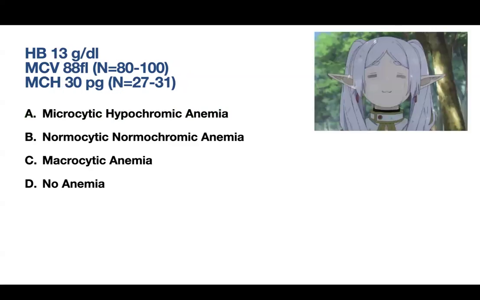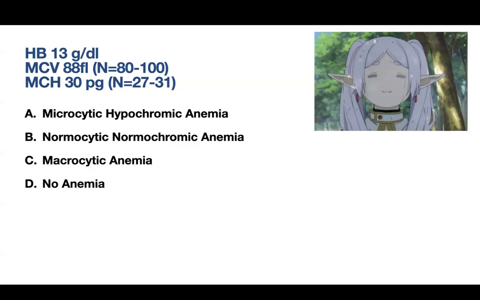Here's another patient. This is a woman this time. She comes in with a hemoglobin of 13 grams, an MCV of 88, and an MCH of 30. Is it A, microcytic hypochromic? B, normocytic normochromic? C, macrocytic? Or D, no anemia? Okay, I love this question because now we have two groups of students. Some people chose B and some people chose D.